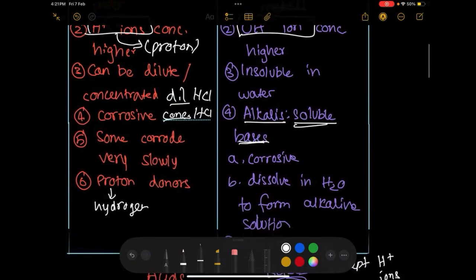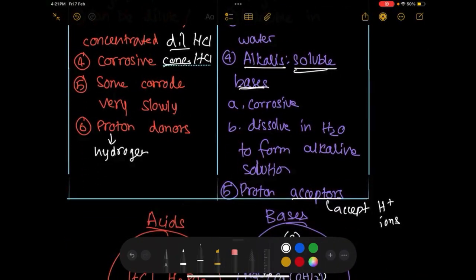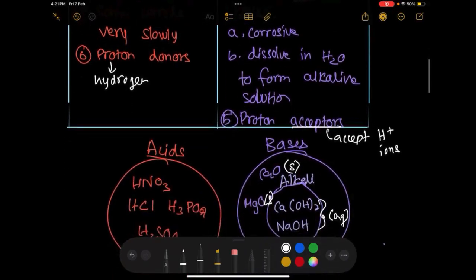They are corrosive and dissolve in water to form alkaline solution. And over here, they are proton acceptors. That means they accept the hydrogen ions.